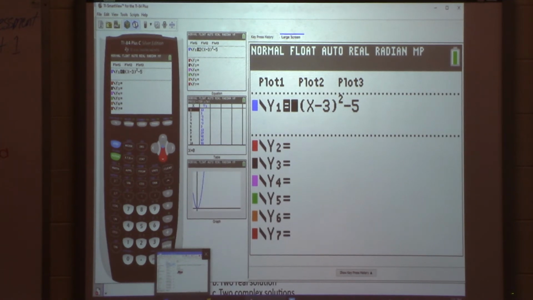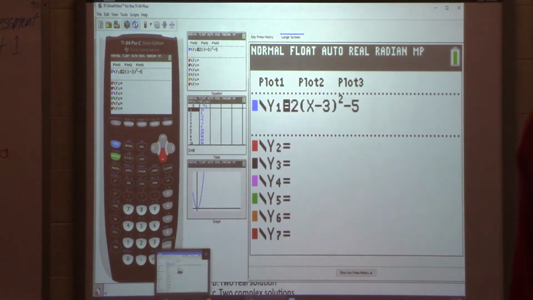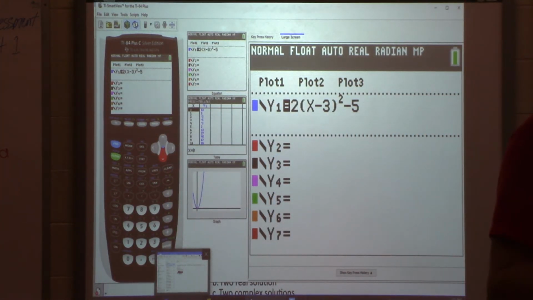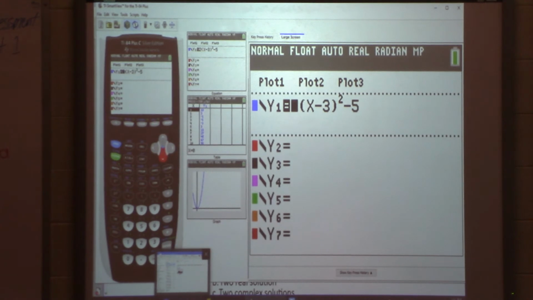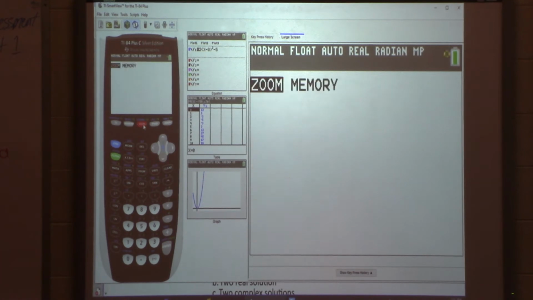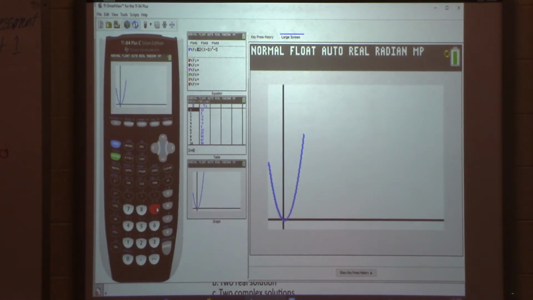Okay, to graph it, there's 2 ways you can do it. You can do the Zoom 9 method, like we did last unit, and that'll fix your window right away for you. Or you can hit graph, and you might have to mess with your window, because your window might not be normalized. You do Zoom 9, it automatically changes your window so you can see it.